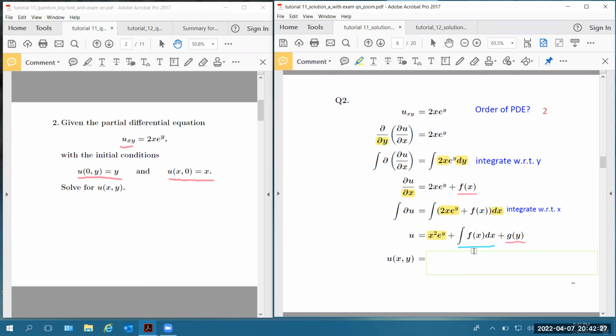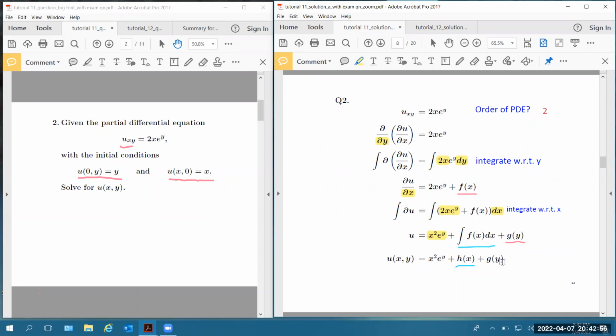So then we reason that this f(x), a function of x, when you integrate with respect to x, the outcome is also a function of x, correct? Then we just call it by another name. We just call this h(x). Well, that is just another arbitrary function of x. So this one is our final solution.